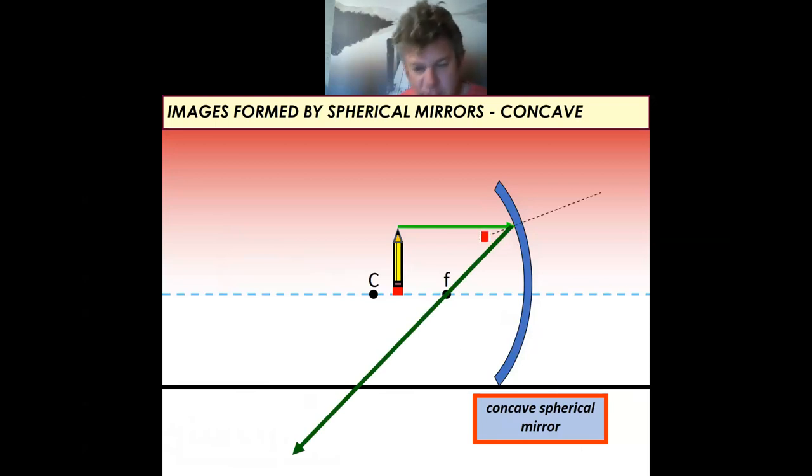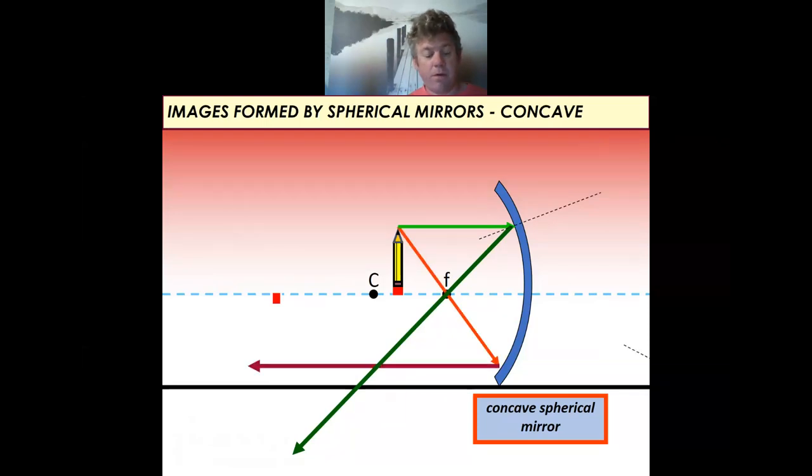Notice the angles are the same. So the angle here should be the same as the angle there, all right? Meaning that our angle of incidence equals our angle of reflection in this case, off the normal.